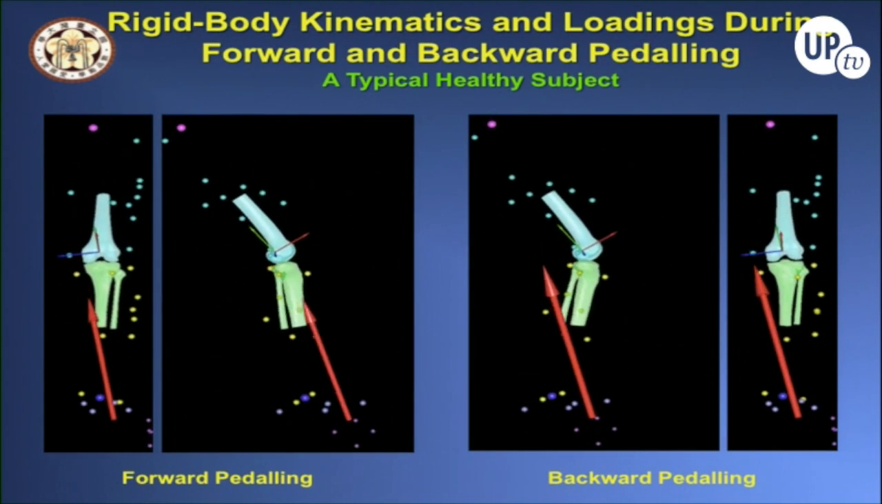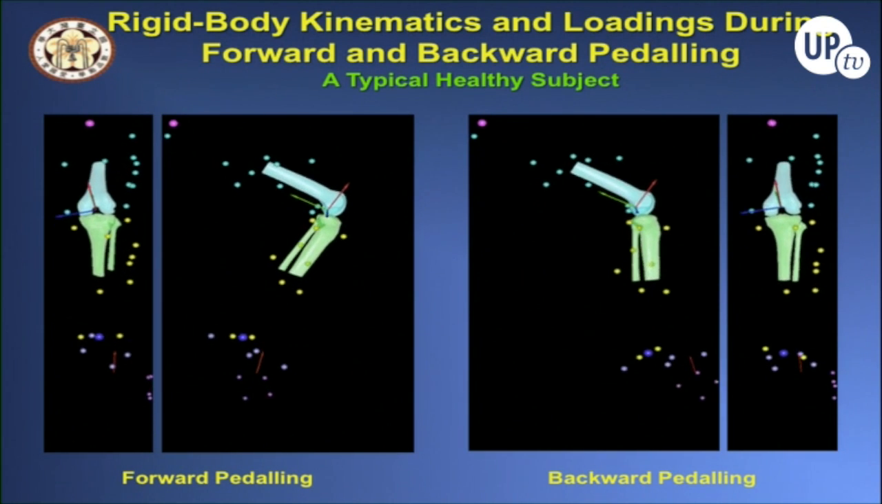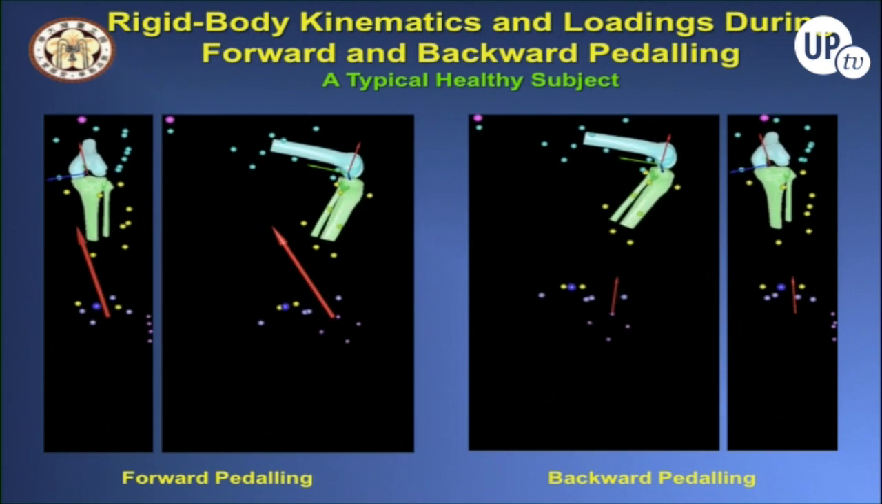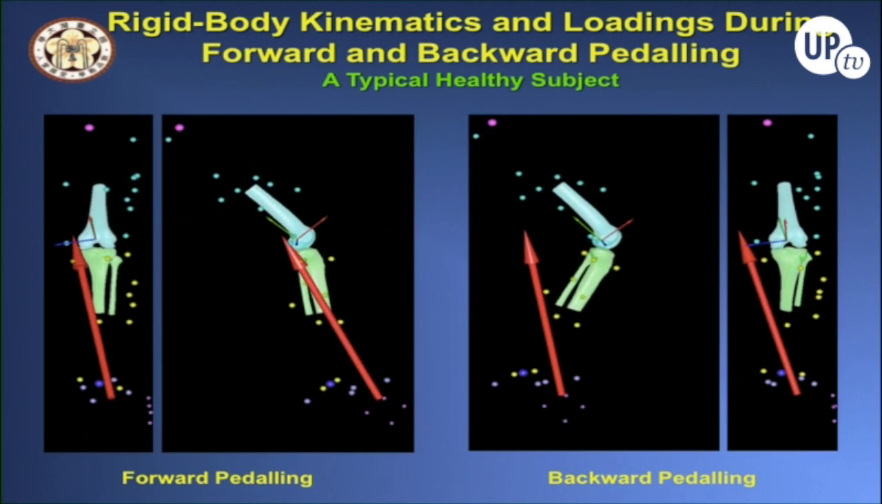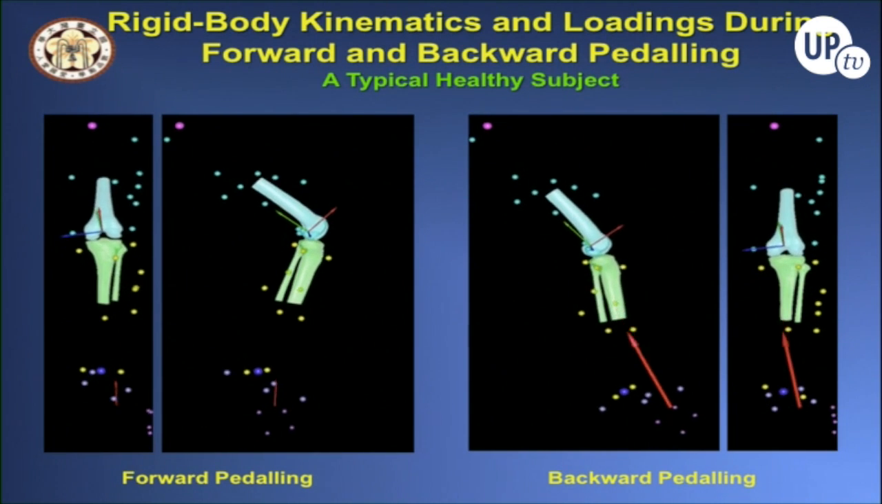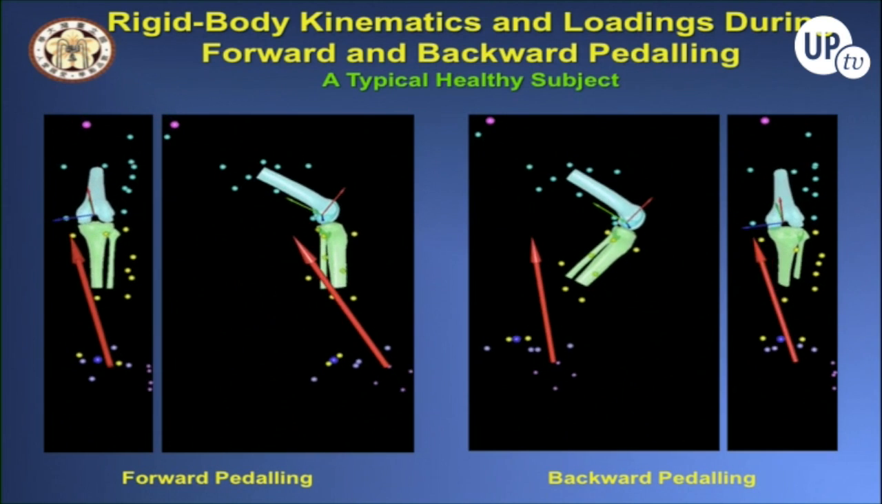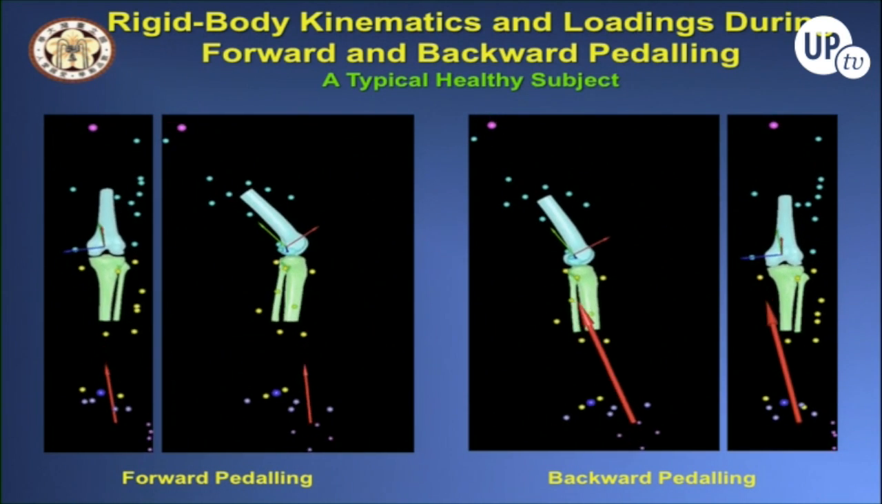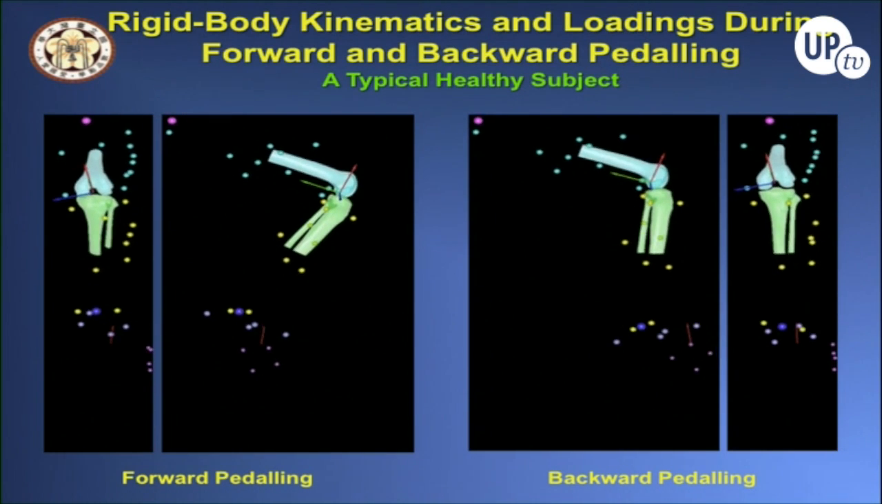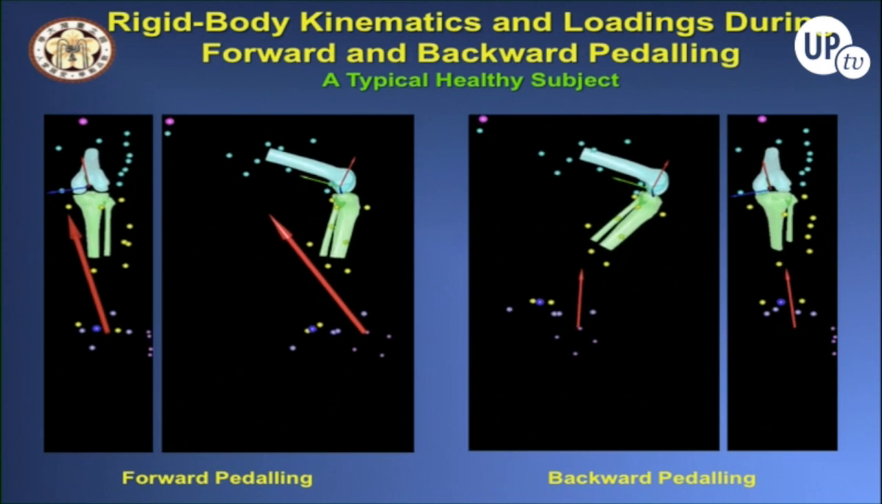So these are the results. As you can see, this one is forward pedaling, and this one is backward pedaling. The pink point here is the hip joint center, and the blue point here is the ankle joint center. The 4 little pink markers identify the pedal load cell.